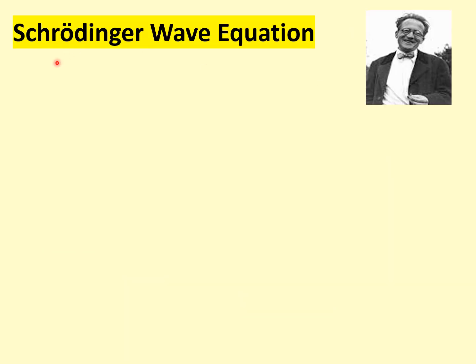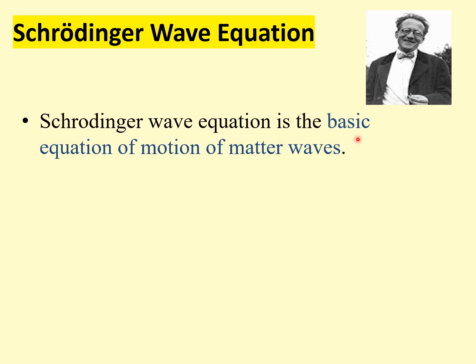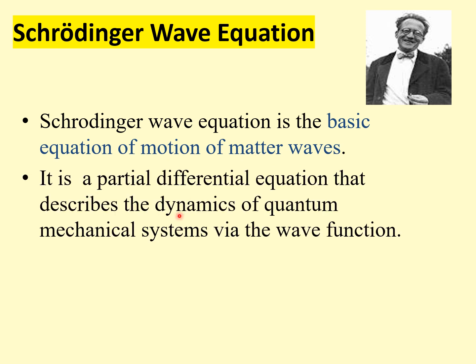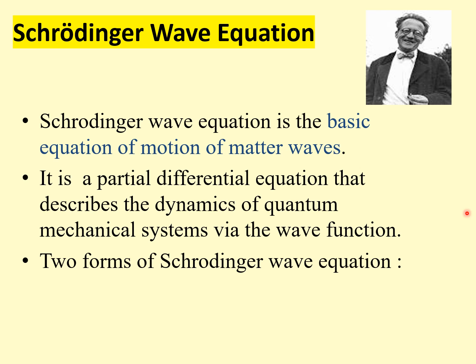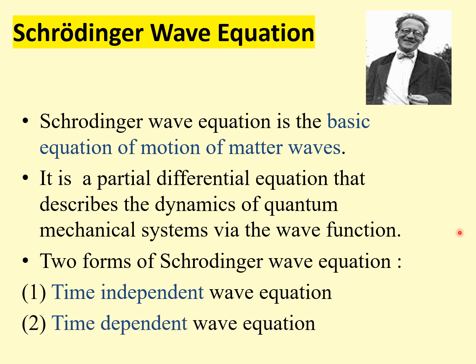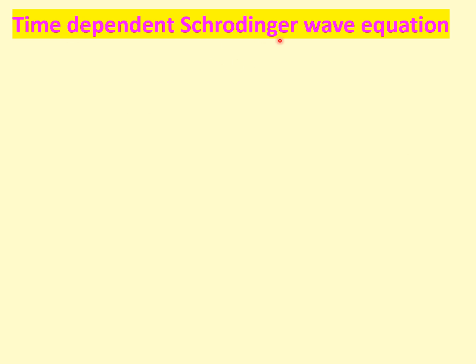Now we will understand what the Schrodinger wave equation is. Schrodinger gave a wave equation that is the basic equation of motion of matter waves, like Newton's laws are the basic laws for particles or bodies. So the Schrodinger wave equation is the basic equation for matter waves, and it is a second order partial differential equation which describes the dynamics of a quantum mechanical system using the wave function. There are two forms of the Schrodinger wave equation: one is time dependent and one is time independent. First we discuss the time dependent Schrodinger wave equation.